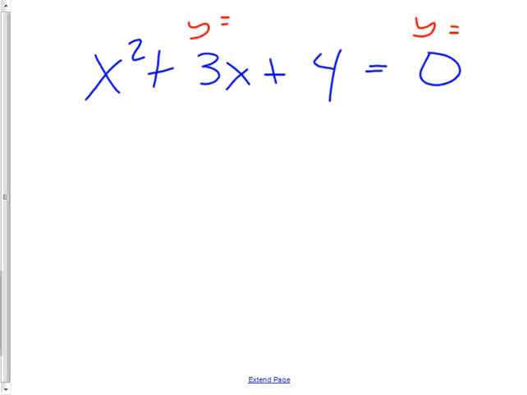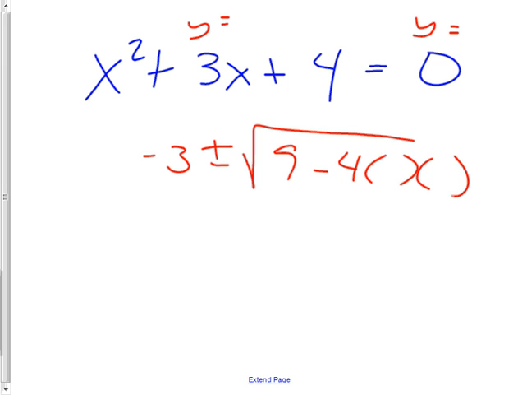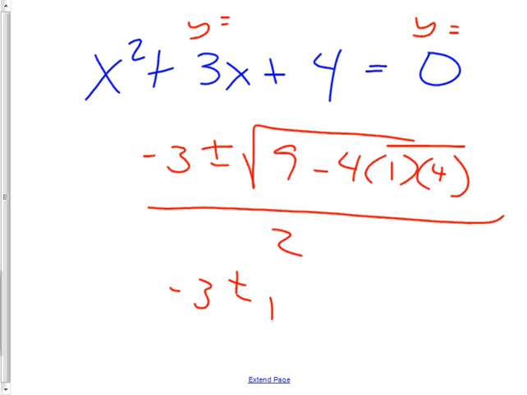quadratic formula, I'm going to do it really quick. Watch what happens. Negative b plus or minus square root of b squared minus 4ac, and a is 1 and c is 4, all over 2a, and a is 1, so it's just 2. Watch what happens underneath the root. Negative 3 plus or minus square root of 9 minus 8, which would be 1. Okay, what did I do wrong?